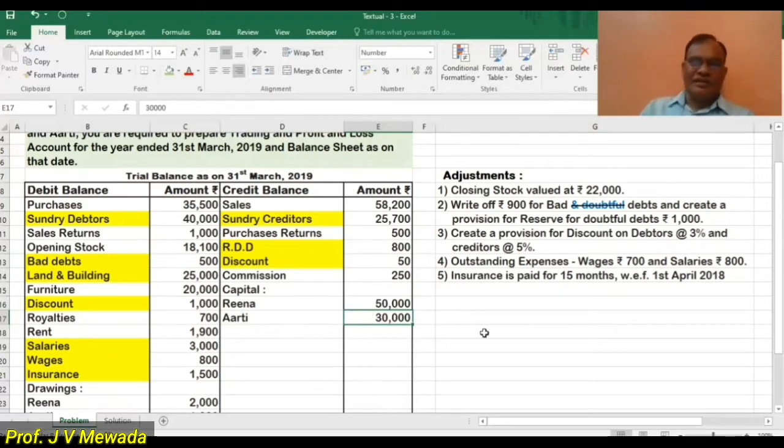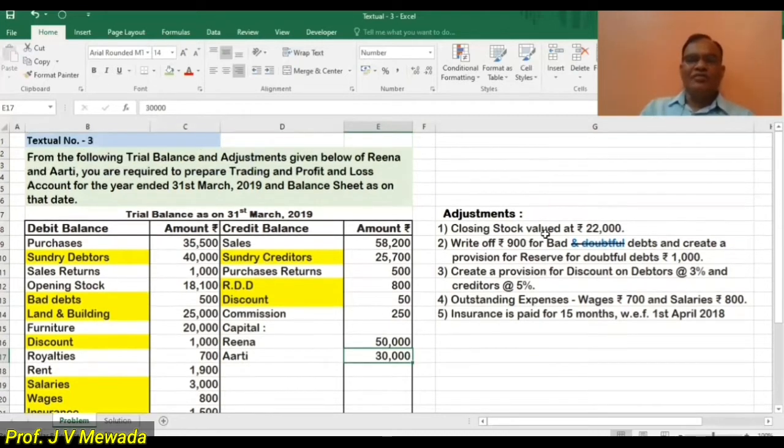Our adjustments are closing stock 22,000 that we are transferring to trading account credit side and balance sheet asset side. Second, write off 900 for bad and doubtful debts. Here the wording "bad and doubtful debts" is wrong. Actually it is write off 900 for bad debts. So please do the correction. And create a provision for reserve for doubtful debts. So new bad debt is 900 and RDD is 1000.